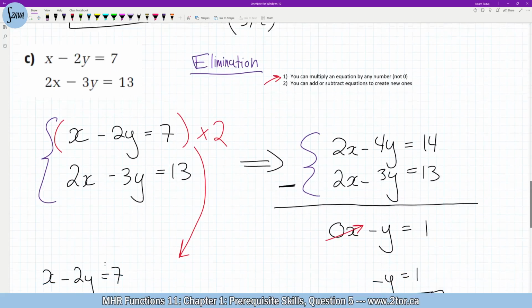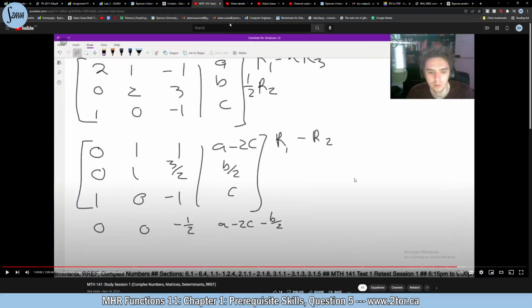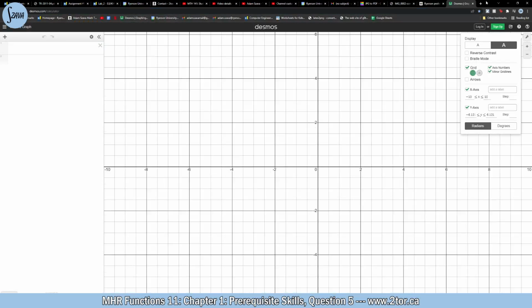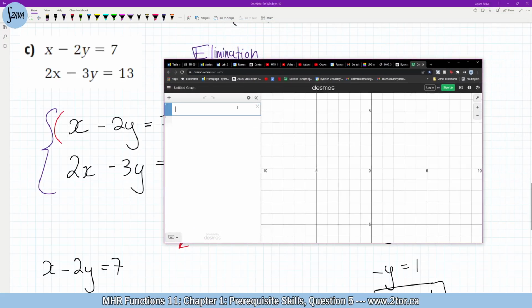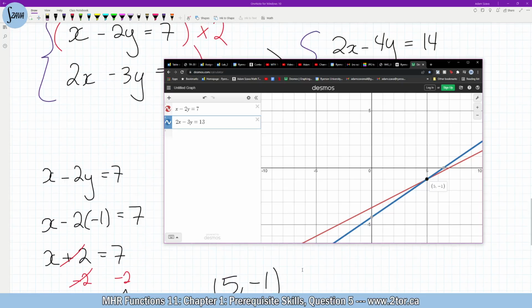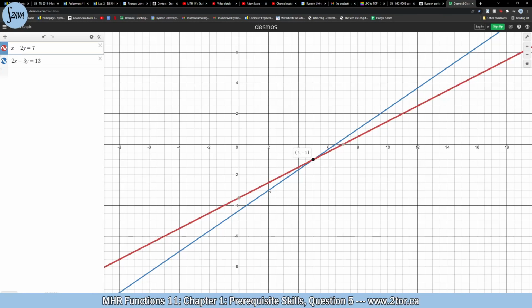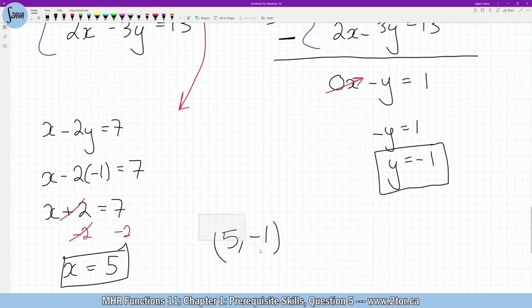And we can do a quick verification to make sure this is actually true. If I go to Desmos and type in these equations, x minus 2y equals 7 and 2x minus 3y equals 13, we should see that the point of intersection is, in fact, at 5, negative 1. See, 5, negative 1 is that point, and that's where the two lines cross over. We figured it out algebraically using the elimination method in this case.